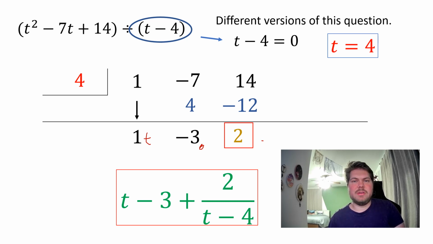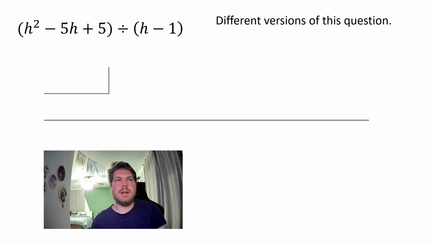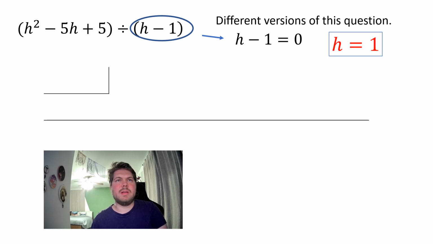All right, let's try another one just like that. So here we have h minus 1, and we want to find out what makes that 0, and it's 1. So we're going to do 1, and we're going to synthetically divide it with the first equation. So we're going to move our constants down, 1, -5, and 5.